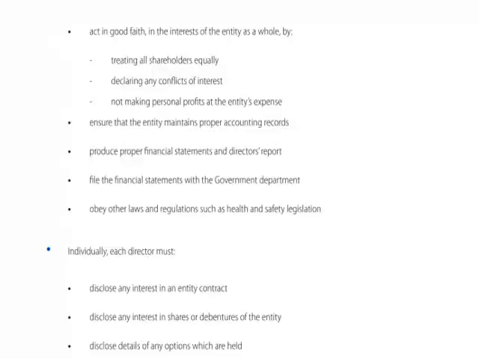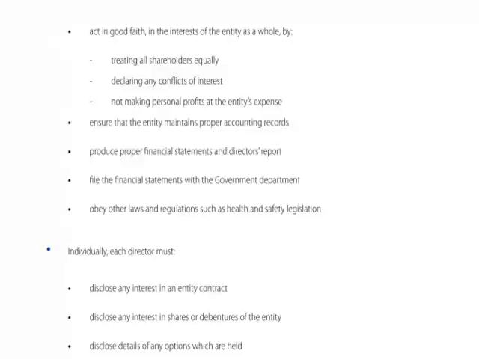Individually, each director must disclose any interest in an entity contract. Well, I think we've covered that. They must also disclose any interest in shares or debentures, and there is a register kept. As a secretary, a company secretary will maintain a register of directors' interests in shares and debentures, and a director's option interest will also be registered.